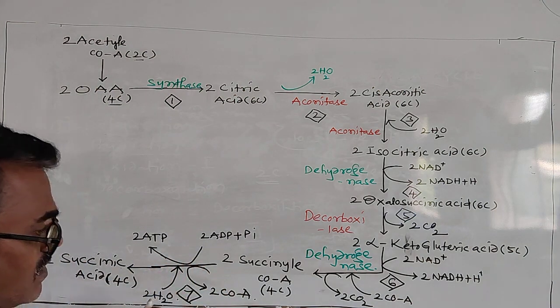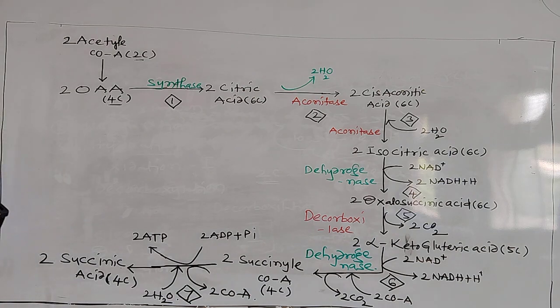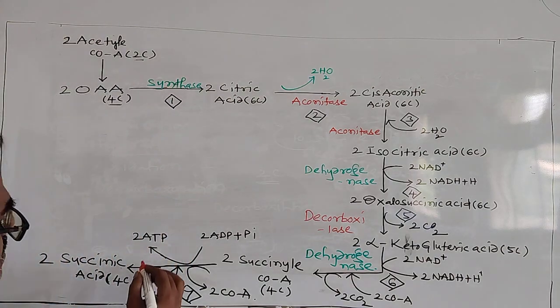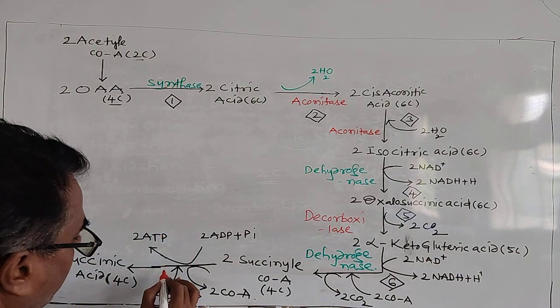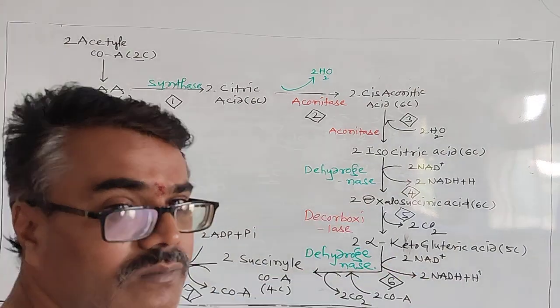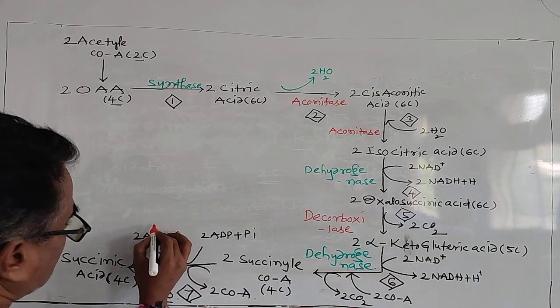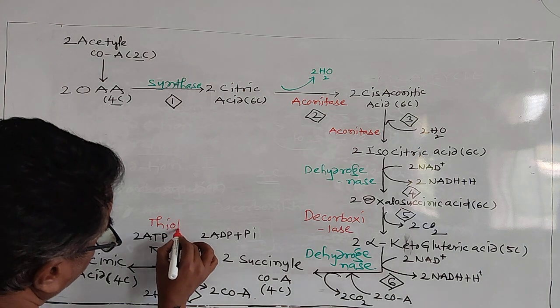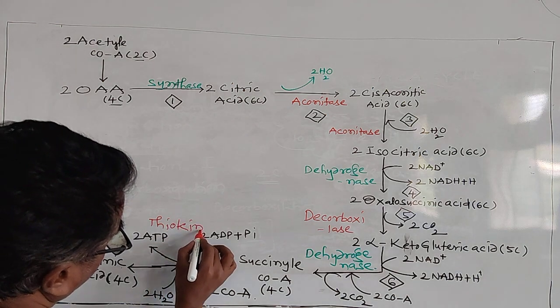In the 7th chemical reaction, one enzyme is required, that is succinic thiokinase. It is a very, very important enzyme. Okay, it is the pacemaker enzyme. Right? Succinic thiokinase.